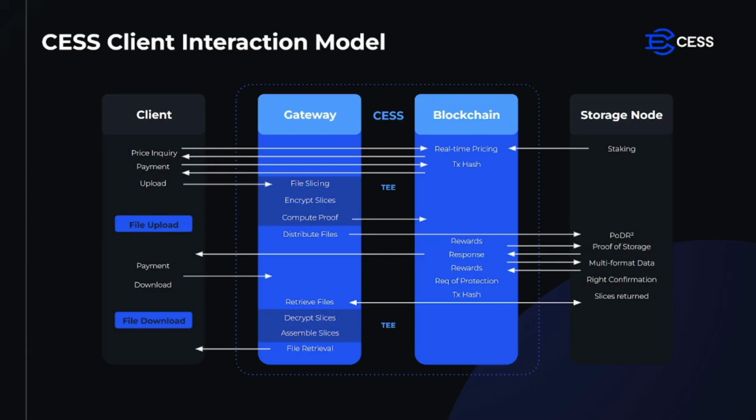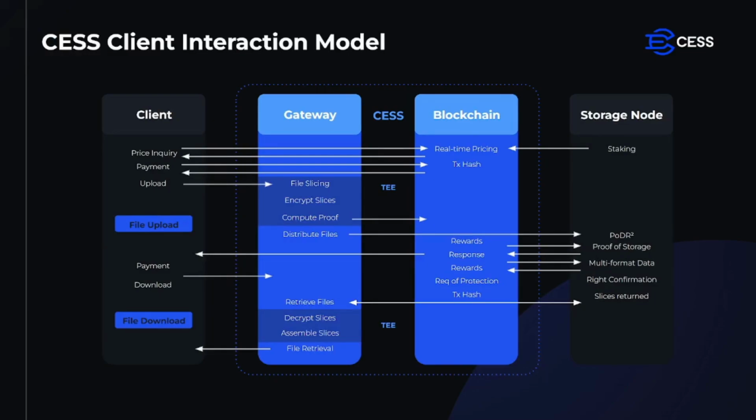Now for the download process. If the data is gated for payment, the user must first make a payment. Then the user initiates the download. The gateway retrieves all the different slices, reassembles them, and finally the data is returned to the user. This is the client interaction model, demonstrating how users interact with the CESS network for uploading and downloading data securely and efficiently.